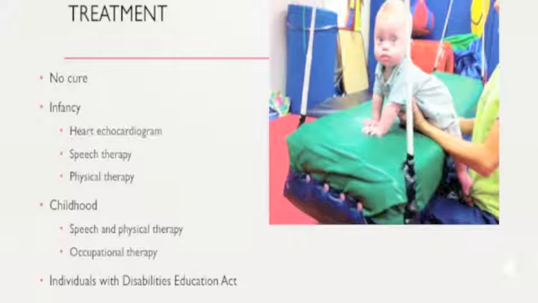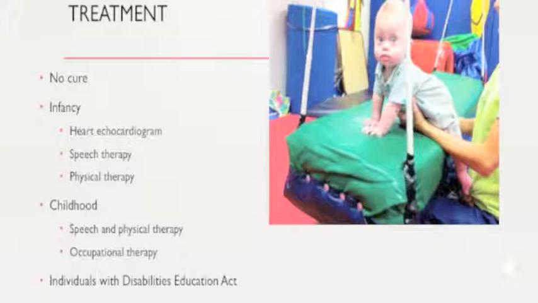Some are unable to take enough by bottle before wearing out, so they will need a gastrostomy tube. Physical therapy should also begin right away to help these infants with their tone and motor development. The therapies should also continue into childhood: speech therapy, physical therapy, and occupational therapy.